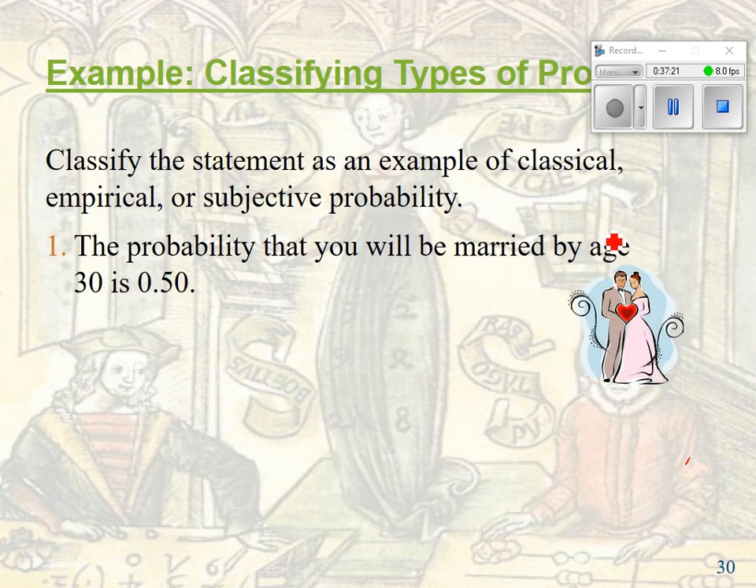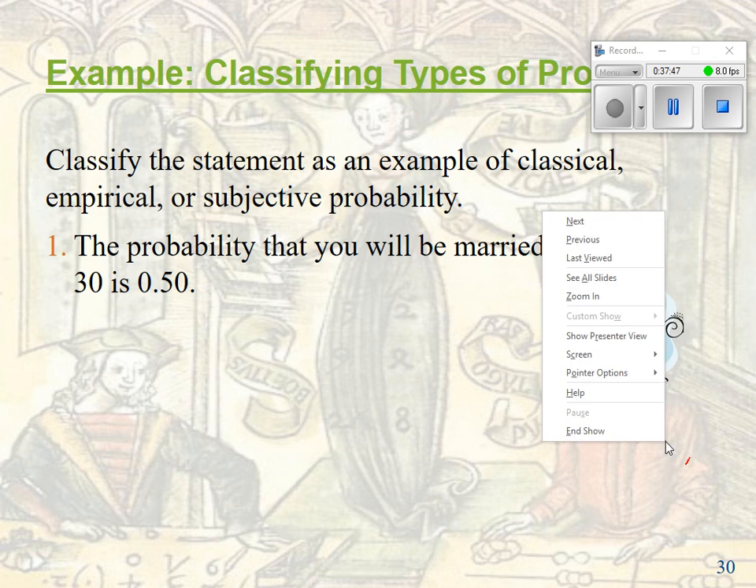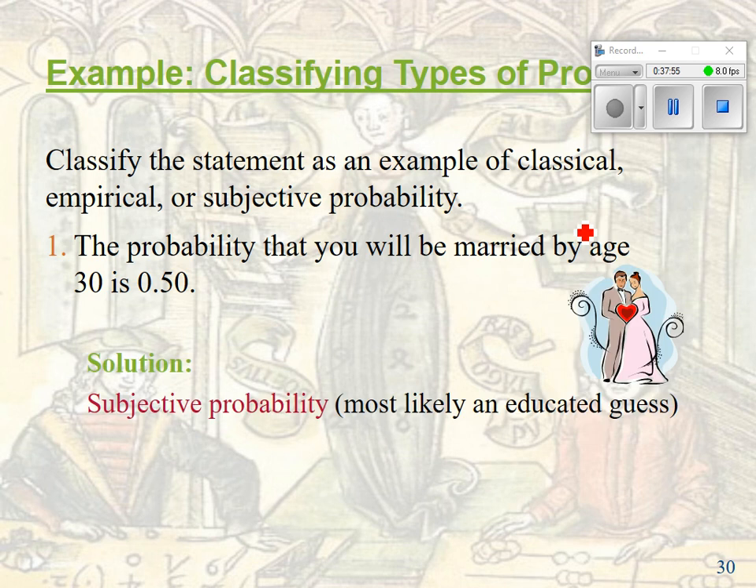Classify the statement as an example of classical, empirical, or subjective probability. The probability that you will be married by age 30 is about 50%. Is that classical, empirical, or subjective? Could be subjective, but it's probably empirical because they've looked at data from the past and seen that 50% of all people are married by the age of 30.